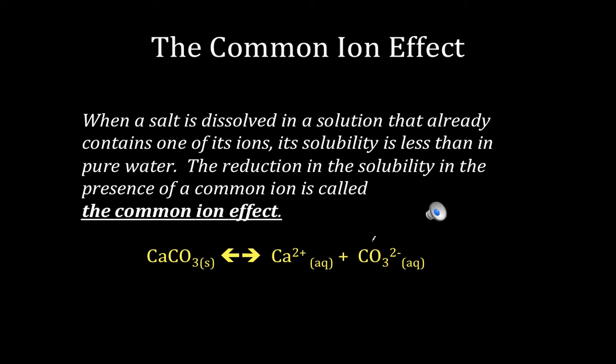So if we look at this equilibrium, if we had a solution of calcium nitrate or sodium carbonate that we're trying to dissolve this in, that means we already have these ions. That's going to be higher. It shifts the equilibrium left, so less of this can dissolve.